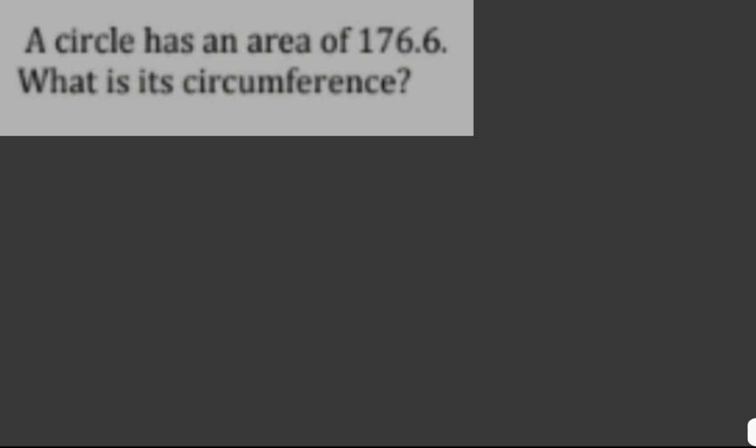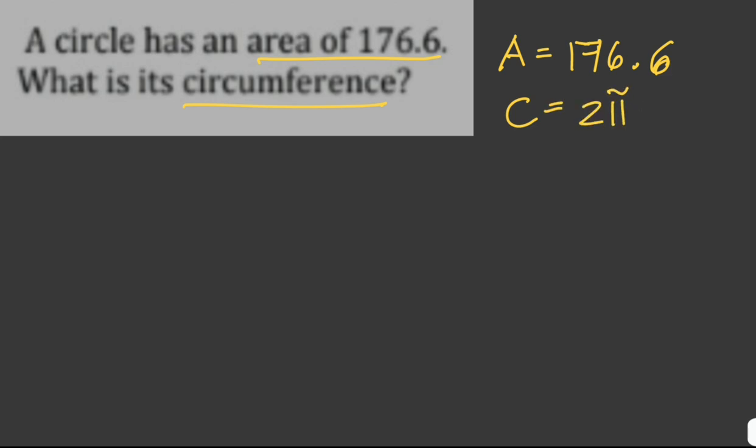A circle has an area of 176.6. What is its circumference? So we're given here the area of the circle. So area is equal to 176.6. And then we are asked to solve for the circumference. So circumference is equal to 2 pi r. We don't have the value of the radius. So we need to solve for the radius first from the given area of the circle.